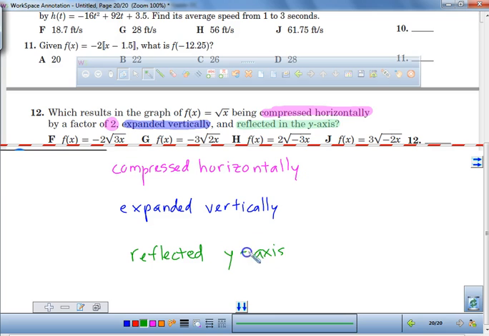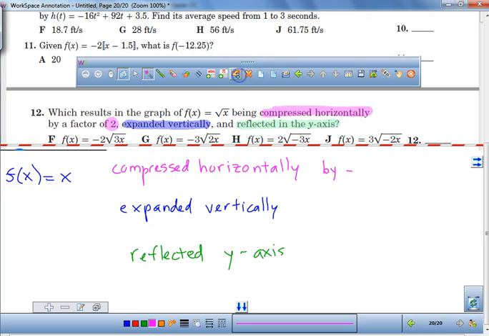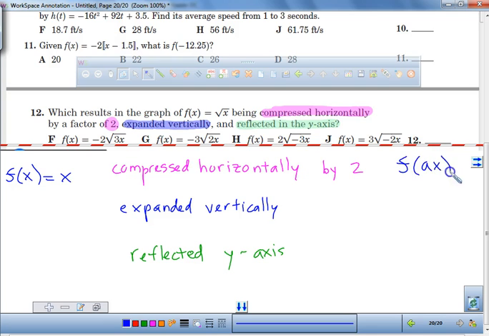Okay. So right now, let's just say the original function was f of x equals x, and compressed horizontally is by a factor of 2. So here we go. Right now, if you have f of x, compressed horizontally is going to be f of a x. So put f of a x, where a is the factor.